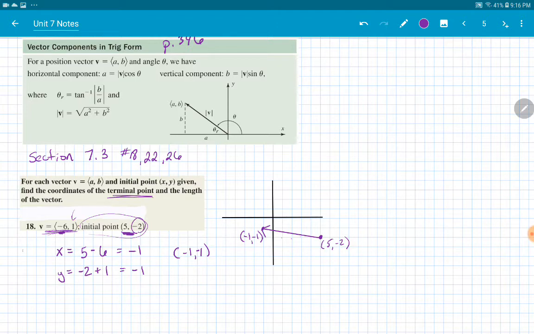So we can see that algebraically here, and you can see it graphically here.